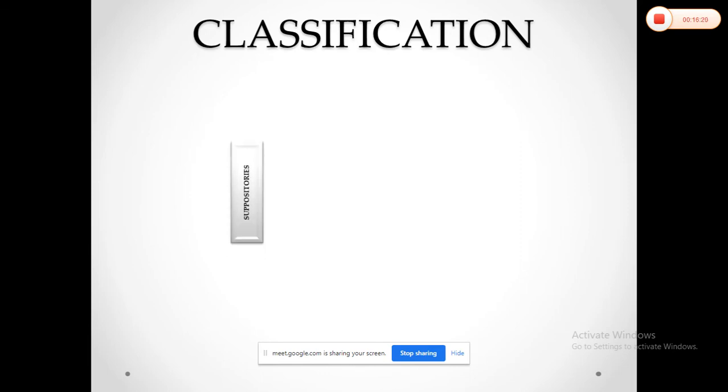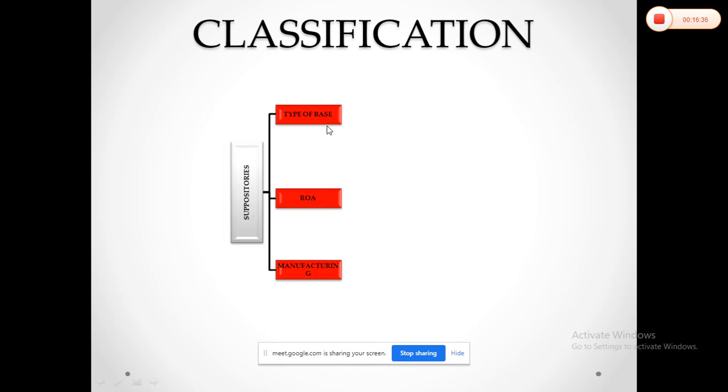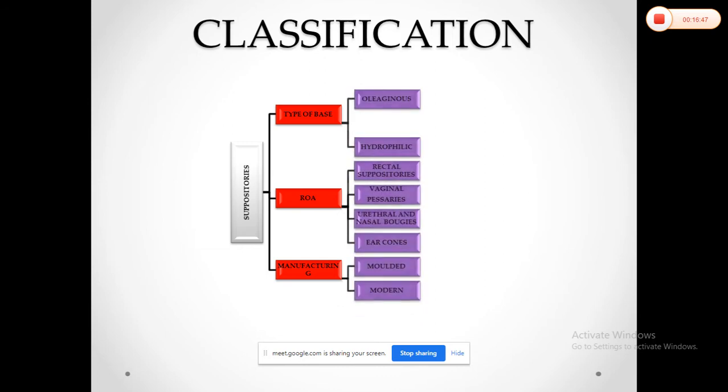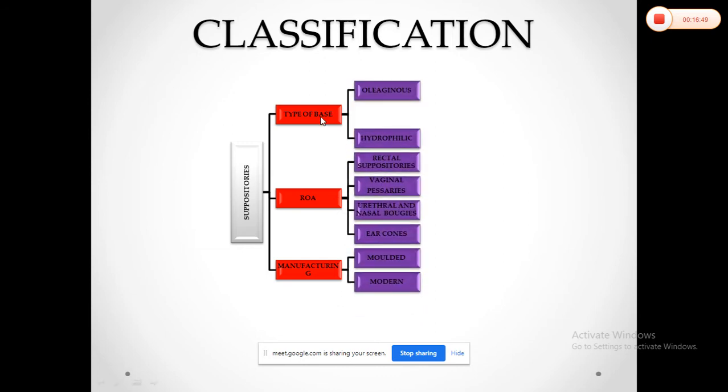Then we'll see the classification of suppositories. This is just a brief introduction regarding suppositories, how they are developed, and the points you have to consider under suppositories. Basically, suppositories are divided into three classifications: on the basis of the base that we are using, on the basis of route of administration, and third, on the basis of manufacturing process or the method that we are using. First we'll see the types of bases.